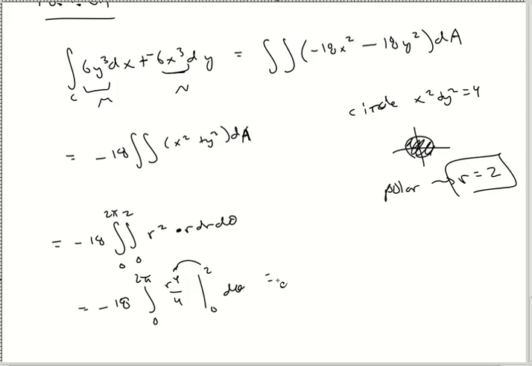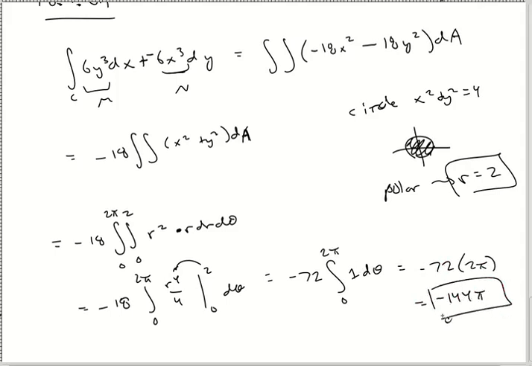So I got 2 to the 4th power, and then divide by 4. And then I'm going to go ahead and multiply it by the 18. And I got now a negative 72, 0 to 2 pi. I guess you would say like 1 d theta. So put that just 2 pi slide, I guess you can say, or just move the 2 pi down, and so you get negative 144 pi, and that is your answer for that one.